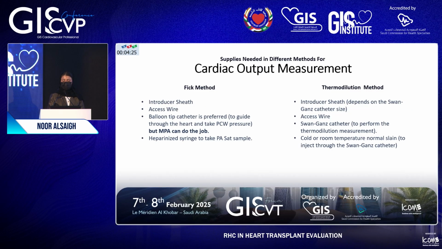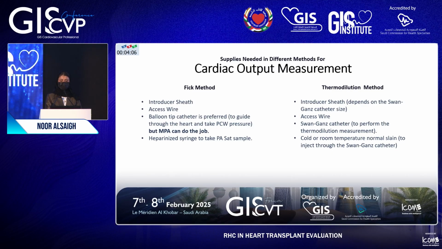For both of them, we need, of course, an introducer sheath and access wire, but for FIC, we can use any type of catheter. In the thermodilution, we have to have a Swan-Ganz catheter. And why is that? Because the thermodilution has a thermistor located at the tip of the catheter to enable the catheter to measure the temperature.